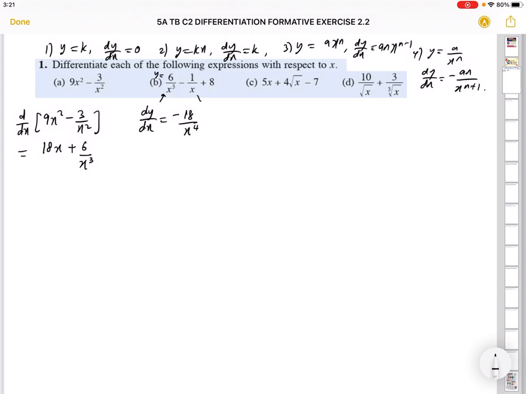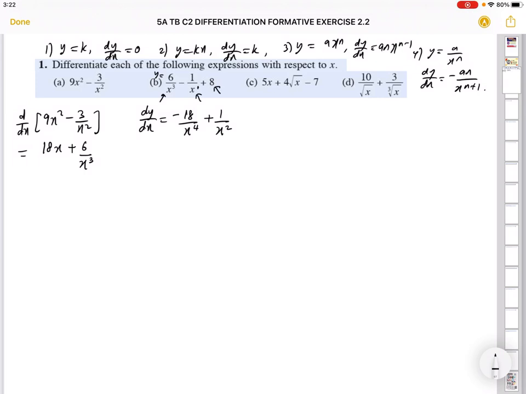When you differentiate negative 1 over x, remember, when you have the x below, you've got to put a negative in front. Since there's another negative here, automatically it becomes positive. 1 times 1 is 1, copy x, increase the power by 2. When you differentiate 8, which is a constant, you will get 0.